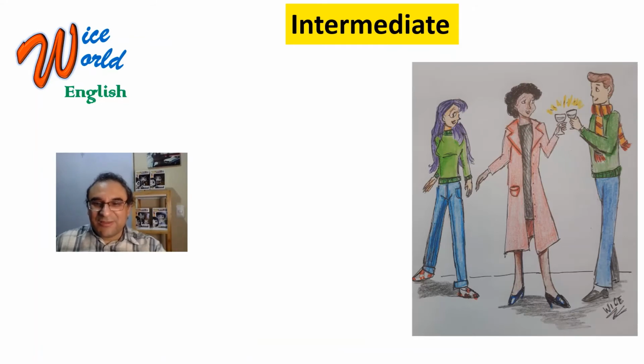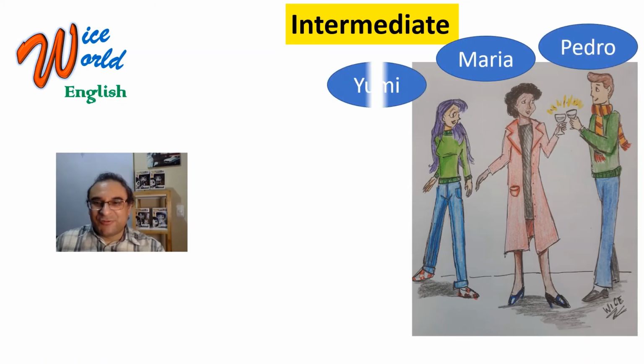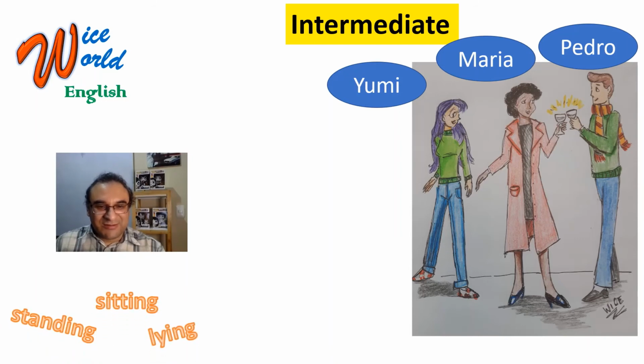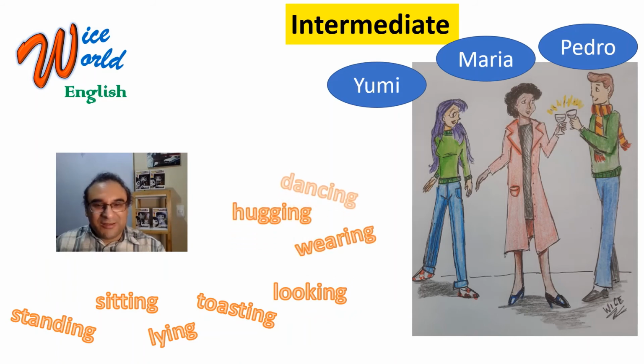And now we have this other picture. Remember this picture? Remember Maria, Pedro, and Yumi? This is a moment when we can make a pause. Pause the video and try to write as many sentences as possible using this new grammar, to identify people using participial phrases. Remember that you will need to use present participles. For example, these verbs: standing, sitting, lying, toasting, looking, wearing, hugging, dancing.